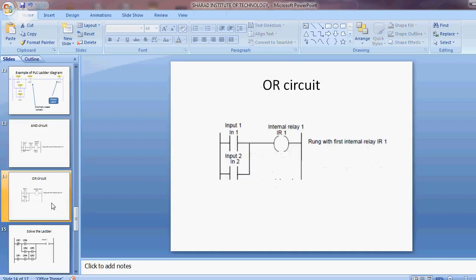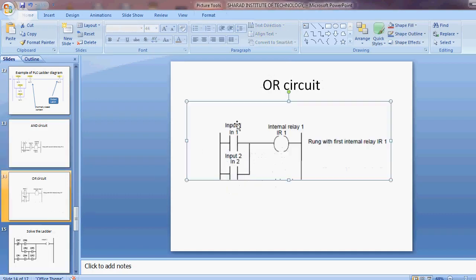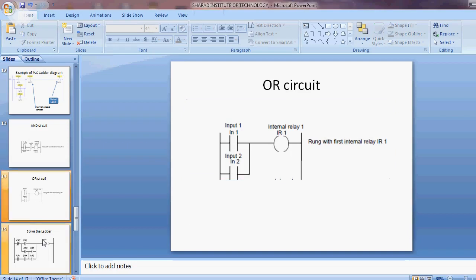Now we move to OR circuits. So here input 1 and input 2. If input 1 is on, then the internal relay will be on, or we can say the output will be on. If input 2 is on, then the output will be on. So here, if any one of these two inputs is on, the output will be on. So this is called an OR circuit.